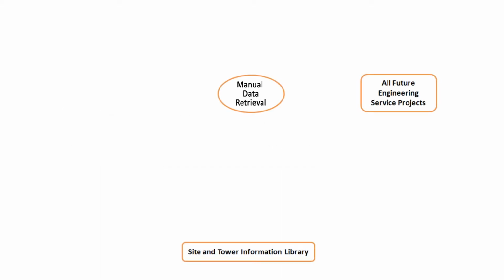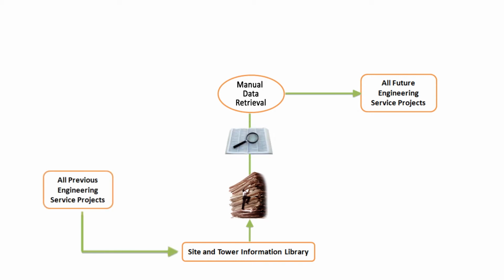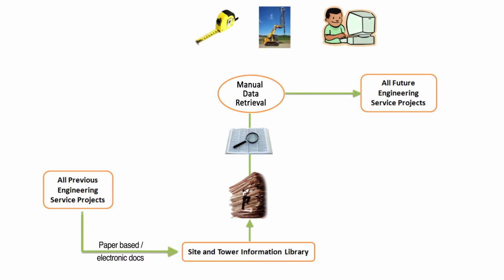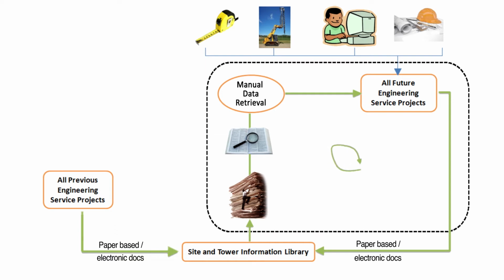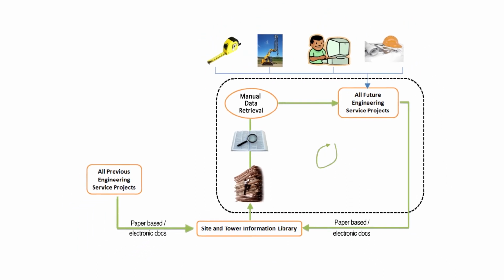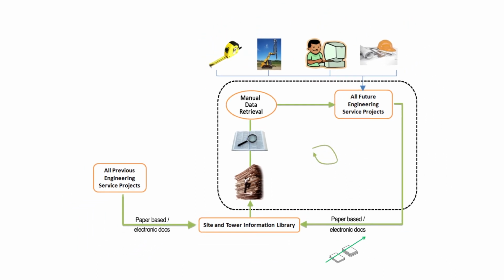The engineer starts by collecting needed project information through manual data retrieval from the library. Then, necessary engineering services are ordered to obtain additional information needed for the current project. Upon completion of the project, new documents are added to the library. As more and more projects are completed, the documents for the site and tower pile up higher and higher.